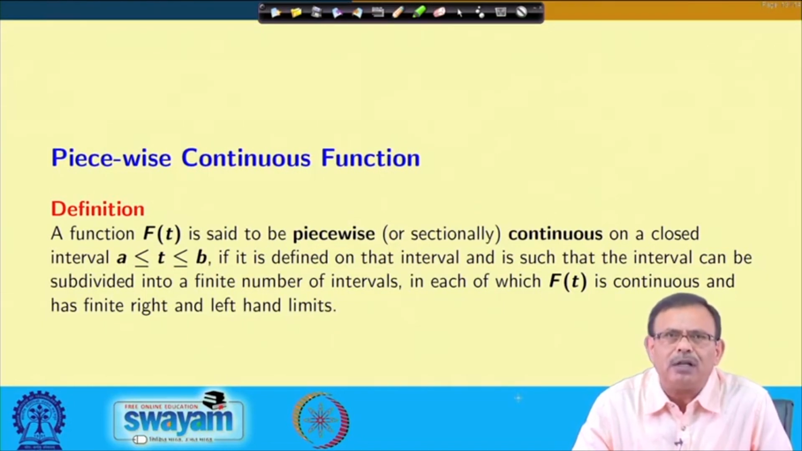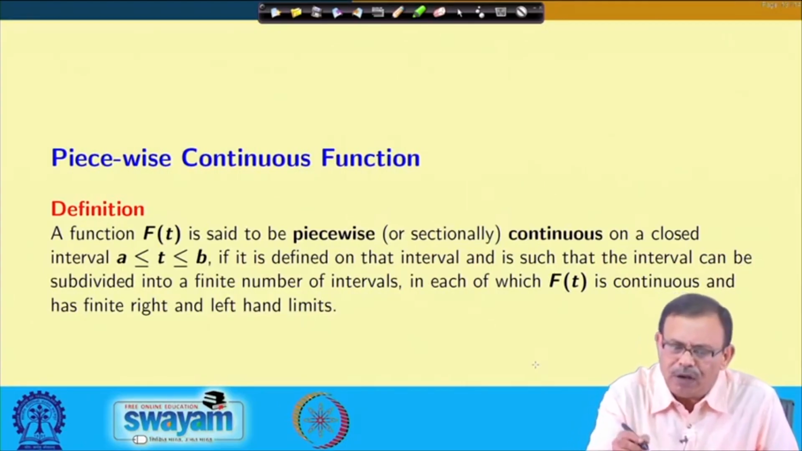The meaning is that a function is defined in an interval a to b, where the function f(t) is defined and t lies in between a to b. The function may be continuous throughout in a to b, or the function may be piecewise continuous. That means, if the entire domain I subdivide into n subdomains, then in each of the subdomains the function f(t) will be continuous. Then we call it a piecewise continuous function.